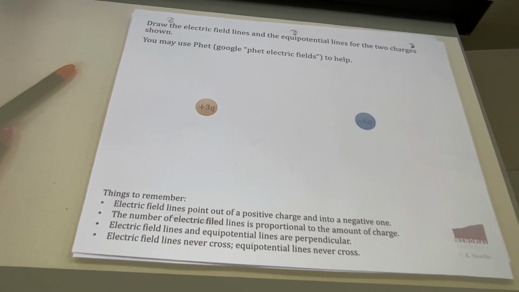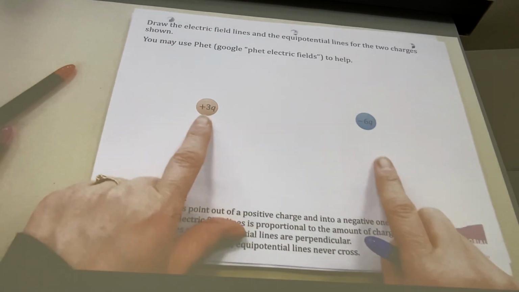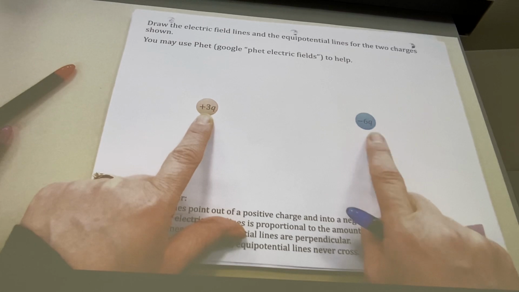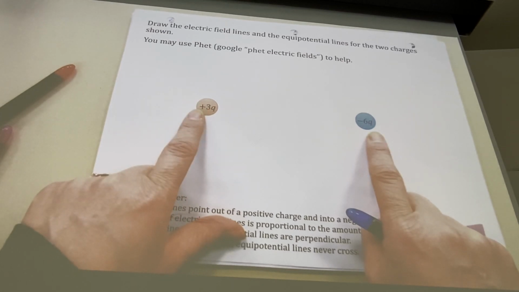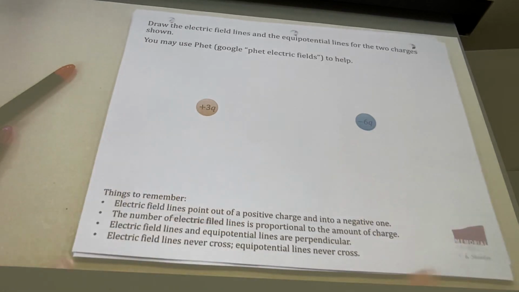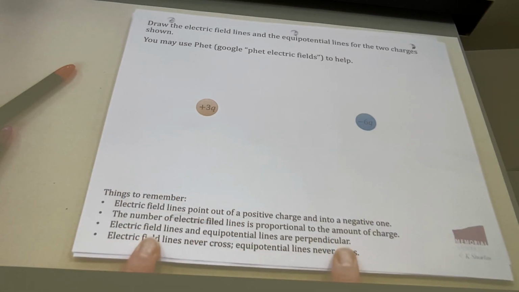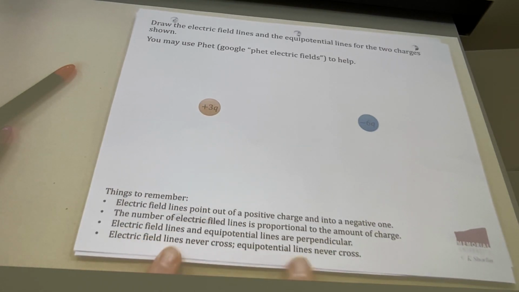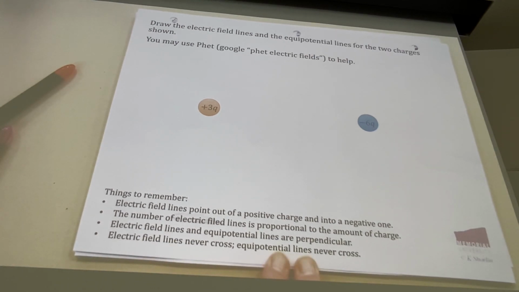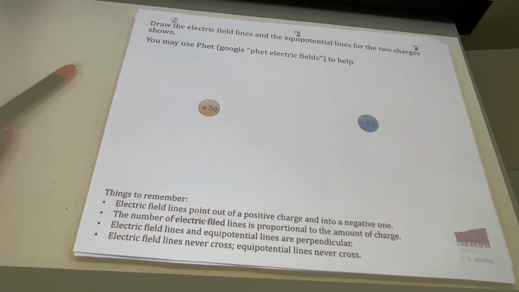We know they have to point out of a positive into a negative. The number of field lines is proportional to the size of the charge. So this one is plus 3q, this one is minus 6. The magnitude of this charge is twice as big as the magnitude of this one. That means this one has to have twice as many electric field lines. Electric field lines and equipotential lines are perpendicular, and those lines never cross. So electric field lines don't cross, equipotential lines don't cross. So there's some information we know.